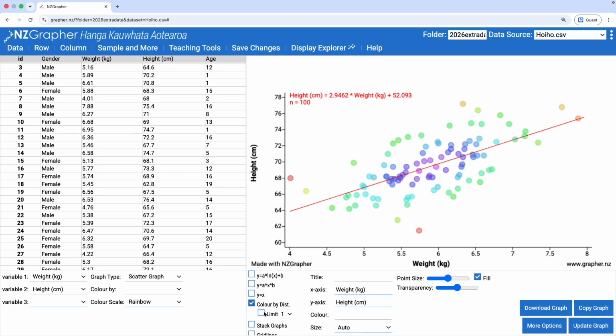And so you can also limit it and say, hey, I just want to color the worst one or the worst 5 or whatever that you'd like.